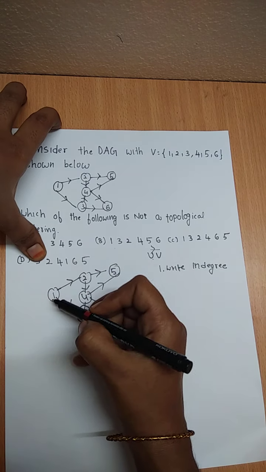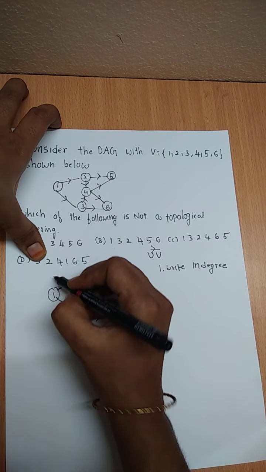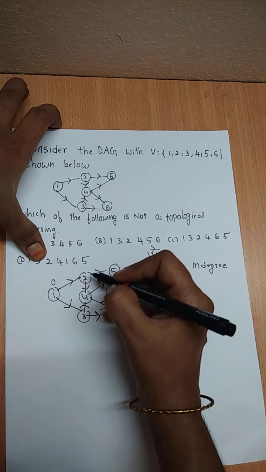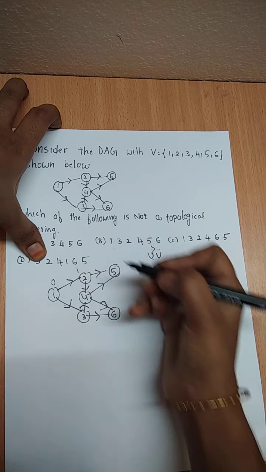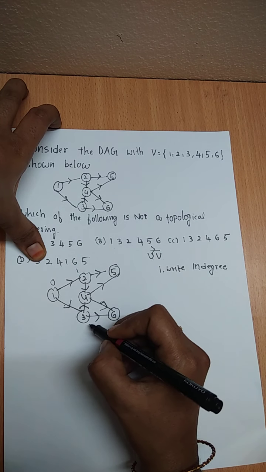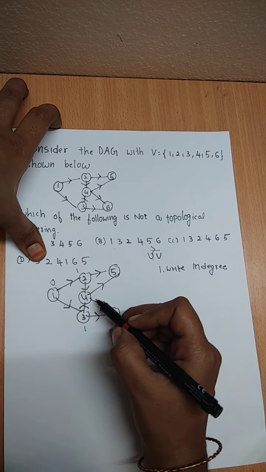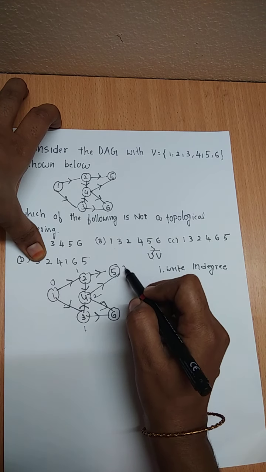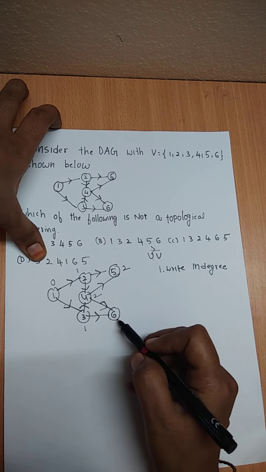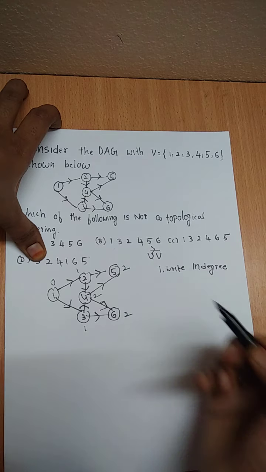So let us see. For node 1, there are no incoming edges, so the in-degree is 0. For node 2, only one incoming edge, so in-degree is 1. For node 3, only one incoming edge, so the in-degree is 1. For node 4, 2 incoming edges, so the in-degree is 2. For node 5, 2 incoming edges, so in-degree is 2. For node 6, 2 incoming edges, so in-degree is 2.